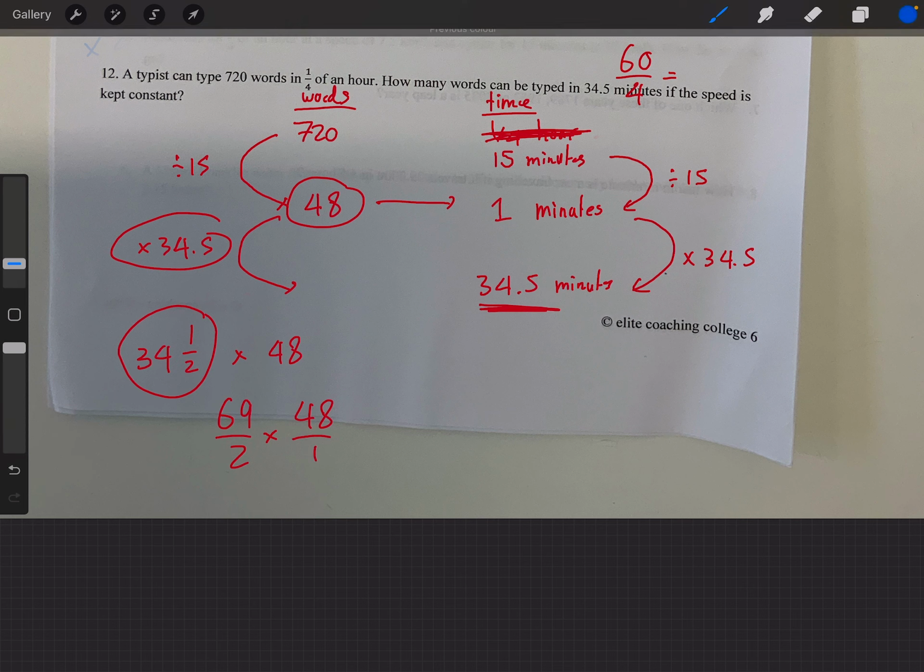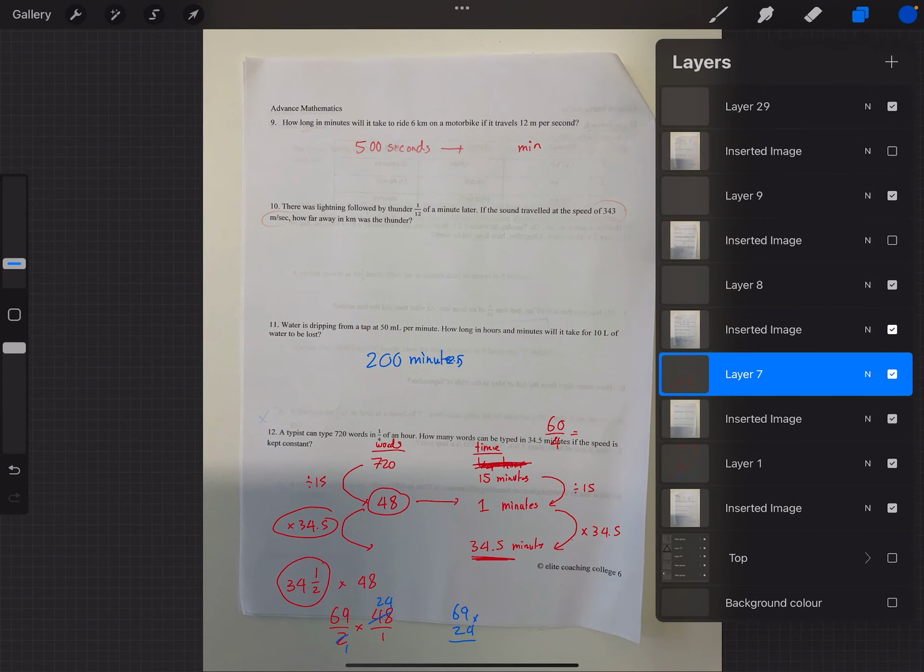We can simplify this. This will be a 1. This will be, what, 24. So that means 69 times 24, and you will get how many words this person can type. Just multiply that together and you're done. All right, next page.